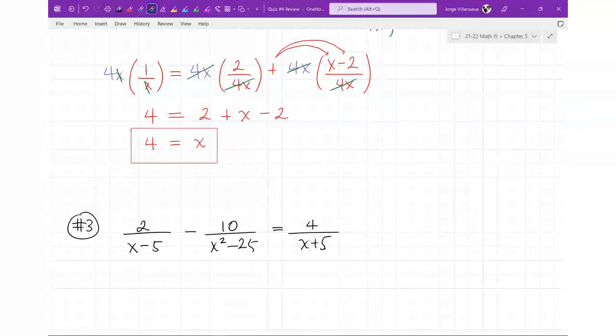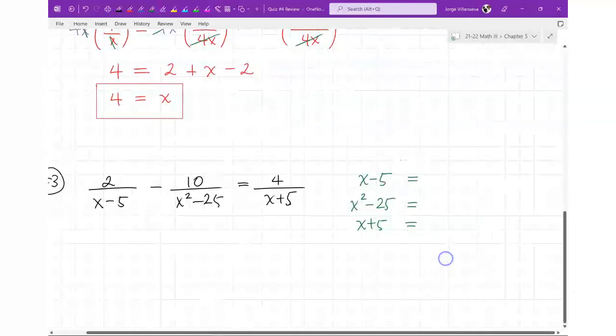So let's write all of my denominators: x minus 5, x squared minus 25, and x plus 5. Okay, and for these, I'm going to see, do I have to factor them? So x minus 5, they don't have anything in common. It's a binomial. So I can't take out like a 5. I can't take out an x. So this one is just x minus 5.